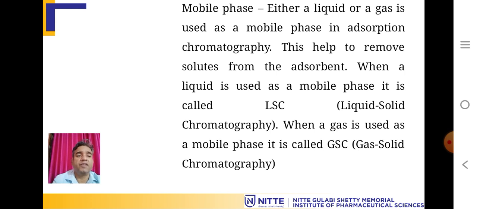So what is the mobile phase? The mobile phase is what is traveling over the stationary phase. It could be either a liquid or a gas, which is used in adsorption chromatography. This helps to remove the solutes from the adsorbent. When a liquid is used as the mobile phase, it is called liquid solid chromatography, whereas when a gas is used as the mobile phase, it is called gas solid chromatography.